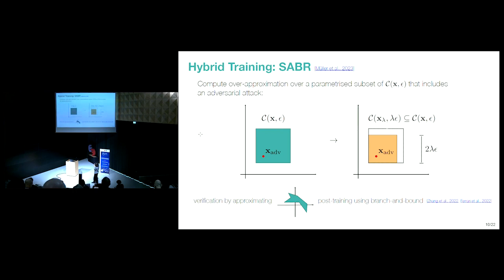And then they plan to deploy harder, like better verifiers post-training. You can basically try and solve that non-convex optimization problem post-training. And they prove that they can achieve pretty good results in terms of trade-offs between accuracy and robustness.